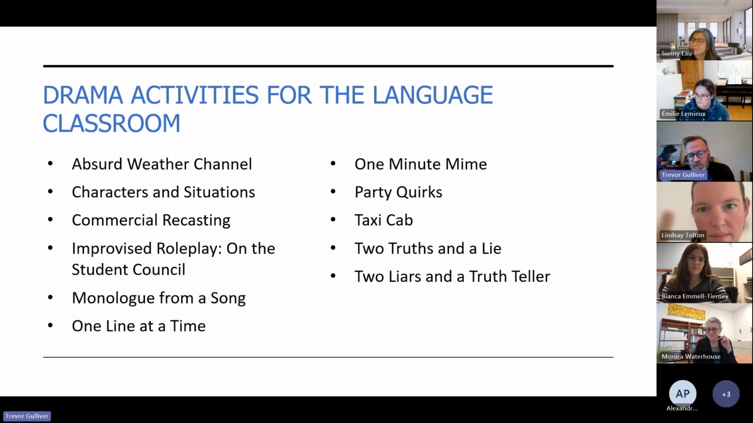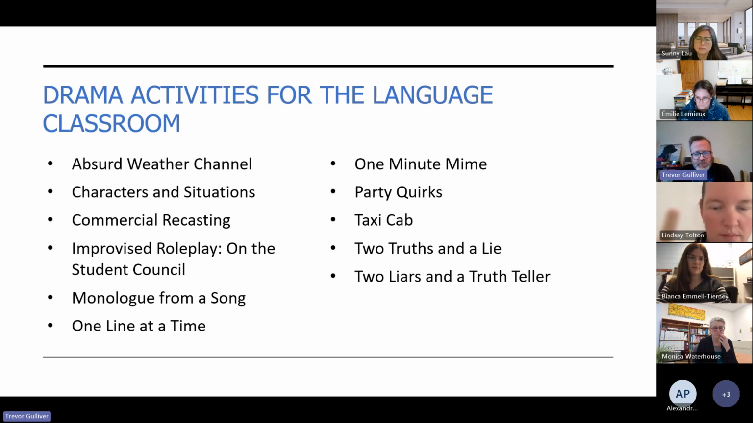I like this one, an entirely original student contribution, monologue from a song. They take a song that tells a story, and then they rewrite that story, instead of in song form, as a monologue, and then perform the monologue. One line at a time, I think, is a game where the students build a story one line at a time. One minute mime, they draw some cards and they act it out.